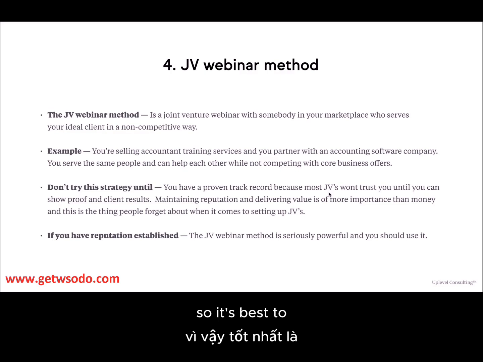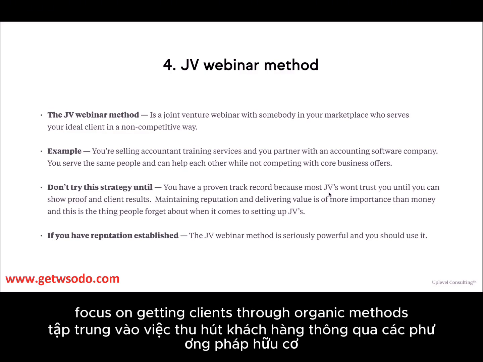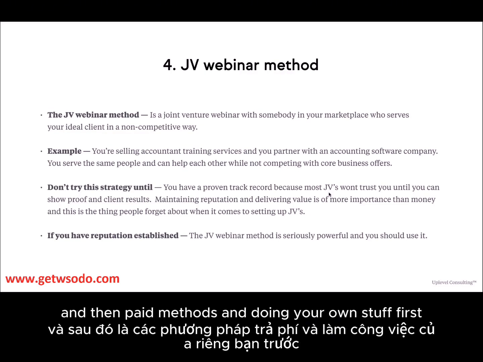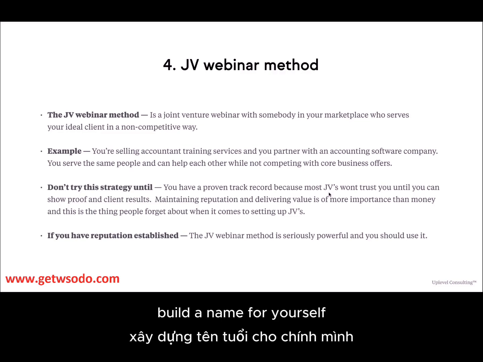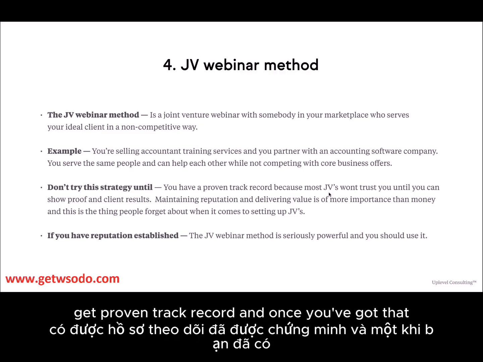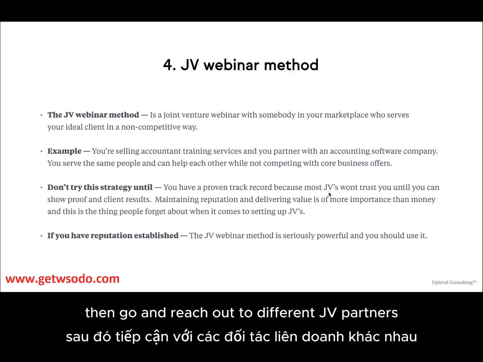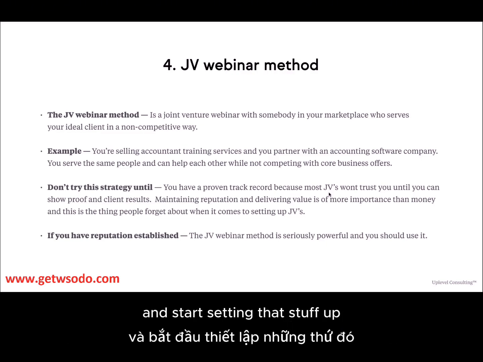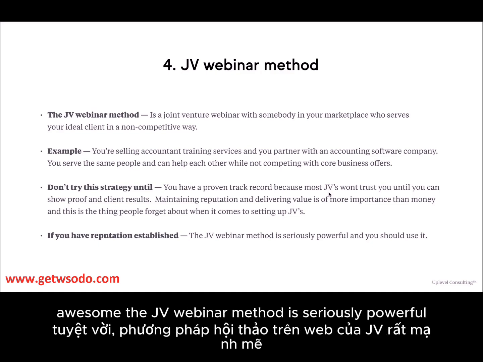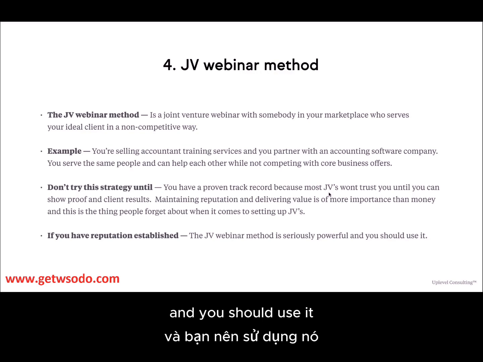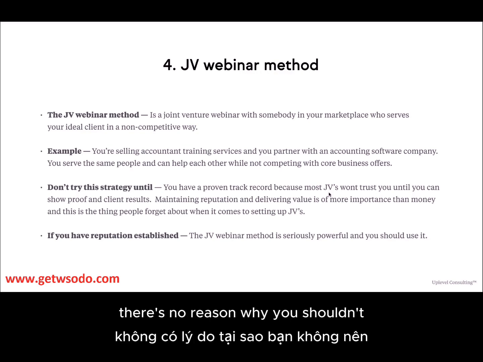So it's best to focus on getting clients through organic methods and then paid methods and doing your own stuff first. Build up some case studies, build a name for yourself, get a proven track record, and once you've got that, then go and reach out to different JV partners and start setting that stuff up. And if you already have your reputation established, awesome. The JV webinar method is seriously powerful and you should use it. There's no reason why you shouldn't deploy it right away.